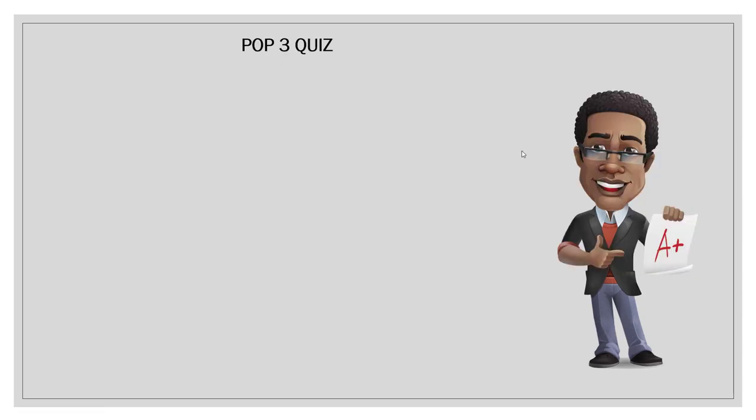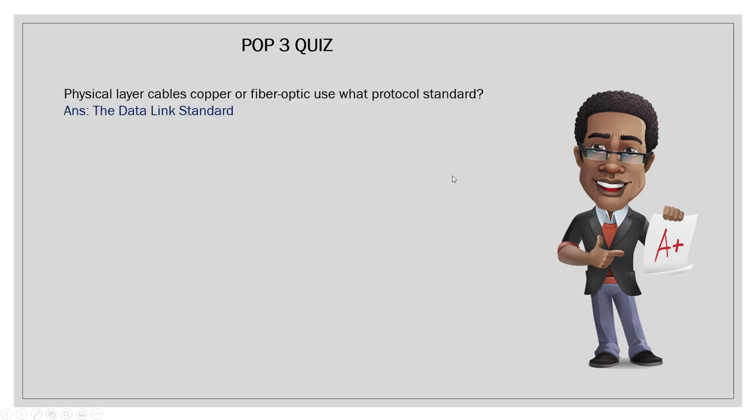And at the end of my videos, I like to have a small quiz. I call it the Pop Quiz. So today we're going to talk about what we just discussed in our video. So our first question is, the physical layer cable, copper or fiber optic, uses what protocol standard? The answer to that is the data link standard, which we went over earlier. That's the standard that is used on all cables and all speeds of cables.